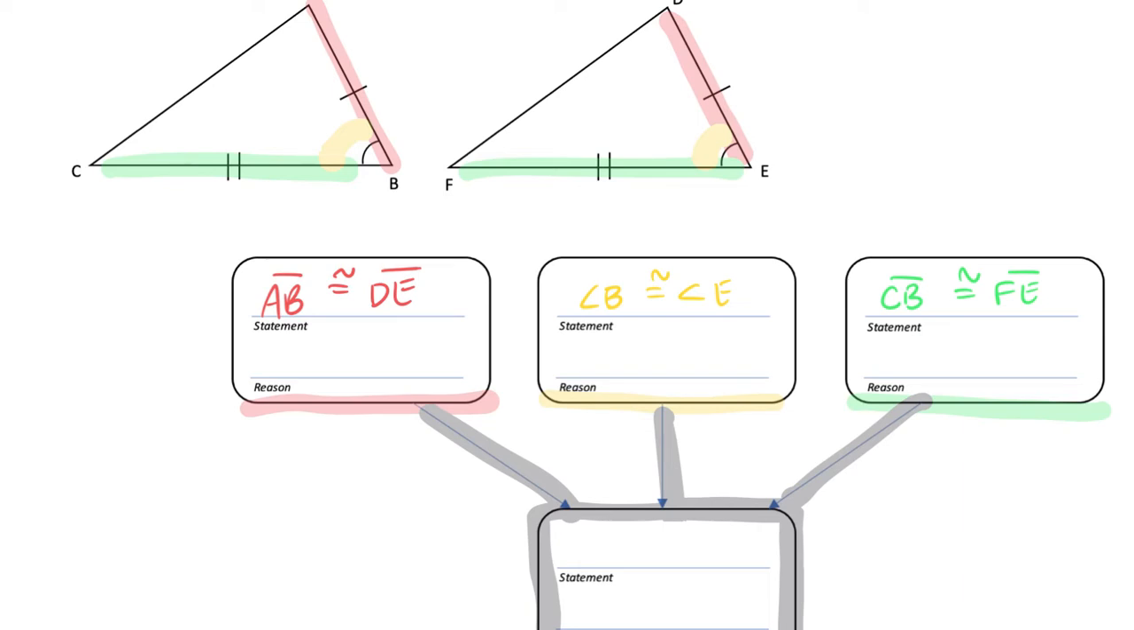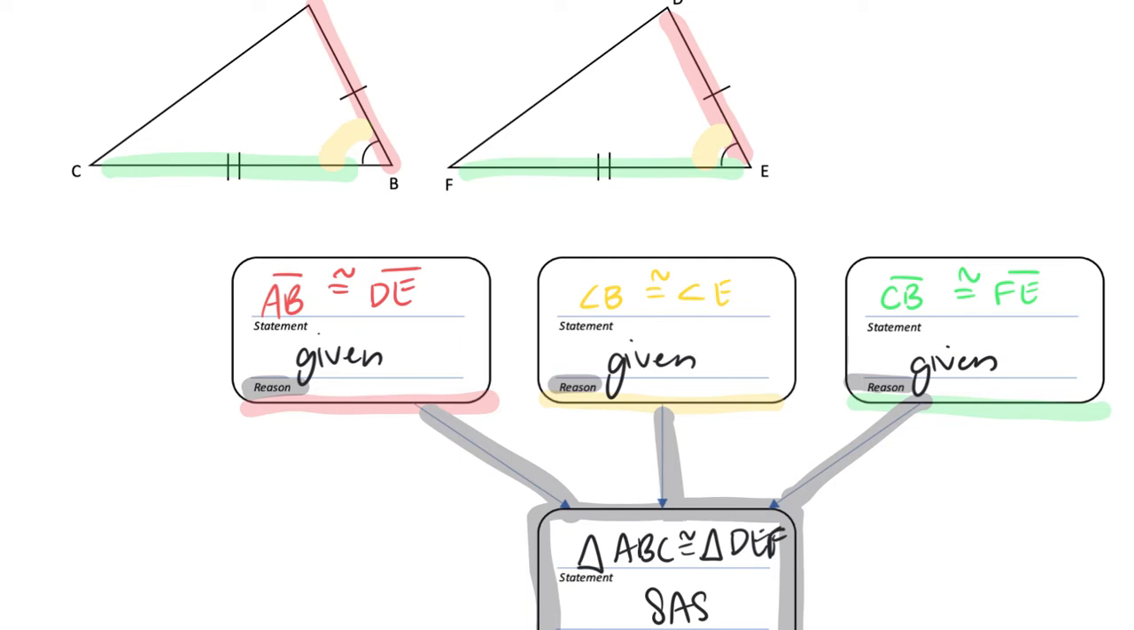The piece that some of you are struggling with is also right down here, that reason box right there. For these 3 pieces of information, we have just been told them. They've just been straight up given to us in the diagram, in the information from the problem. So I can go ahead and use given right there. But now I can go ahead and bring this all together, that the entire triangles are congruent. Triangle ABC congruent to triangle DEF. And this I have determined by the SAS congruency shortcut.